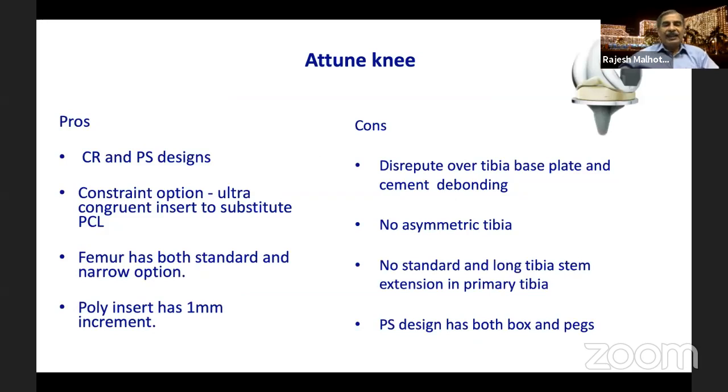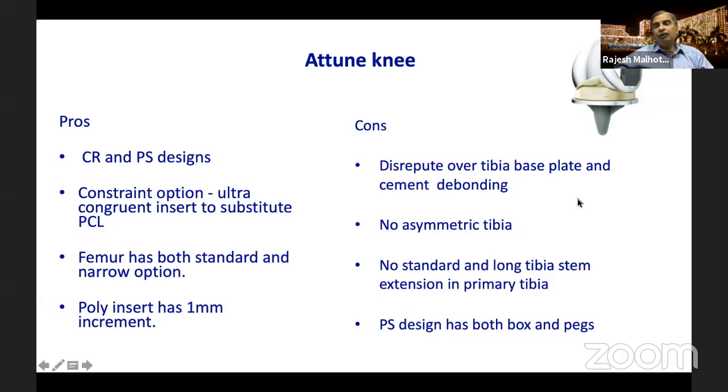Let's talk about another knee, Attune. Now that's a new knee available in CR and PS design. The constraint option gives you an ultra congruent insert to substitute for PCL. Femur has both standard and narrow option, and the poly insert has 1 millimeter increments.